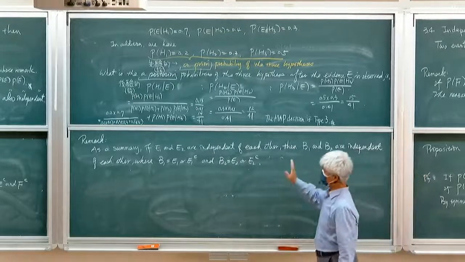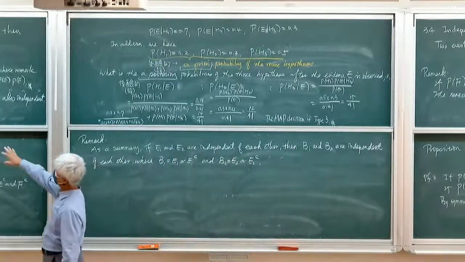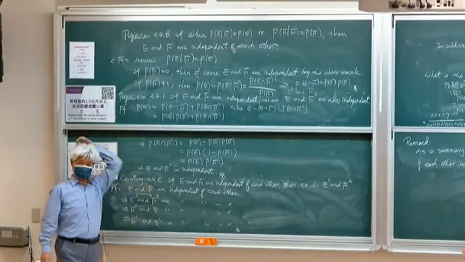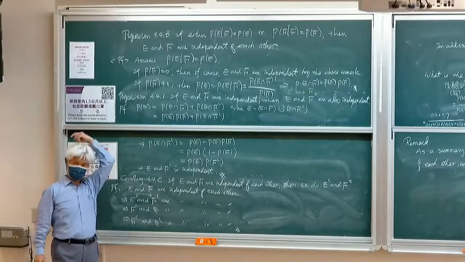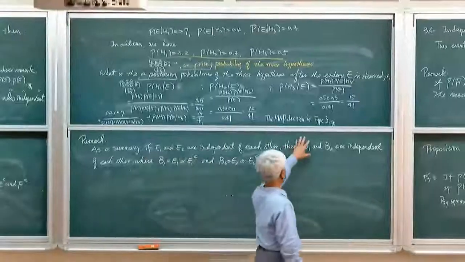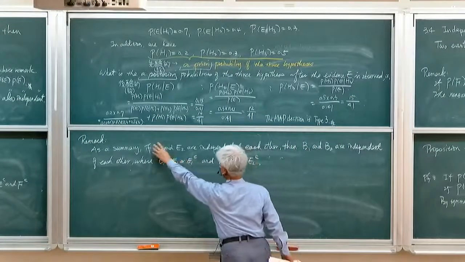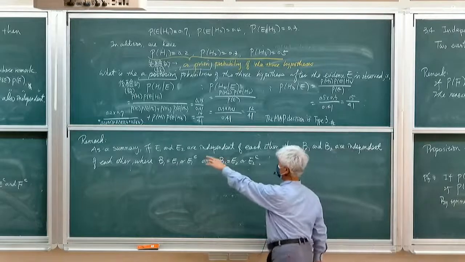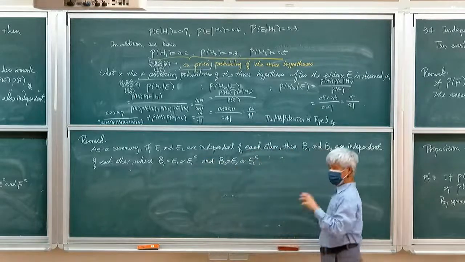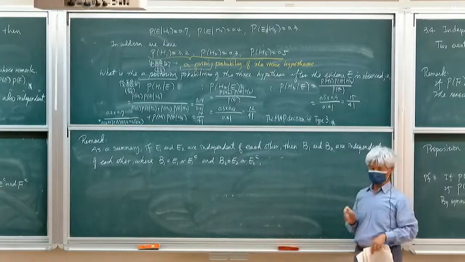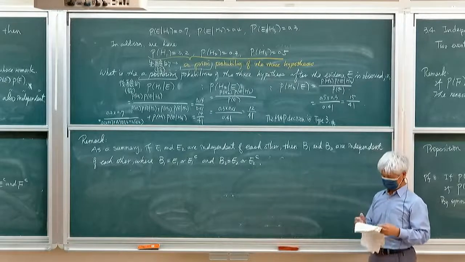All right, so this is a summary for proposition 3.4.1 as well as corollary 3.4.C, right? So B1 can be E1 or E1 complement, B2 can be E2 or E2 complement. Whatever you choose, then B1 and B2 are independent of each other.